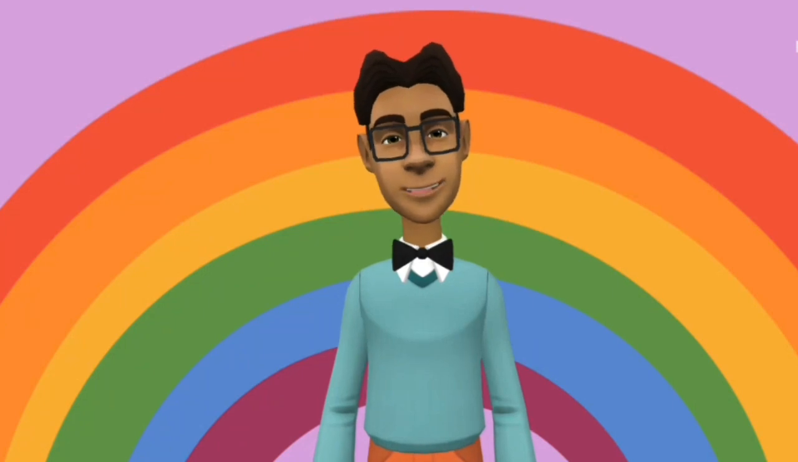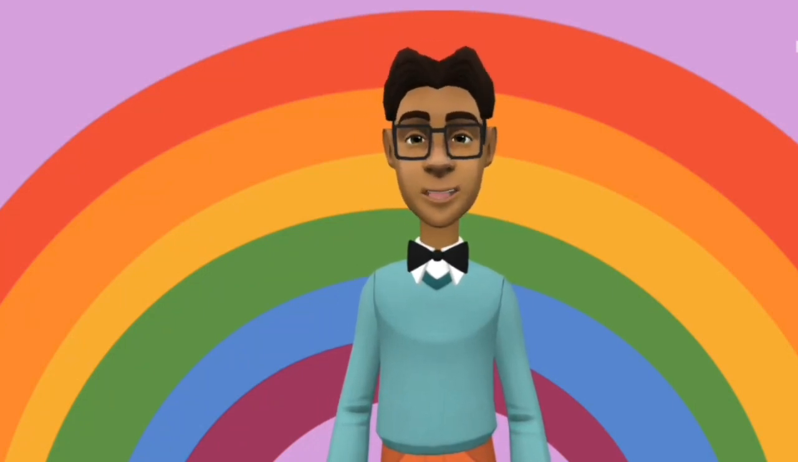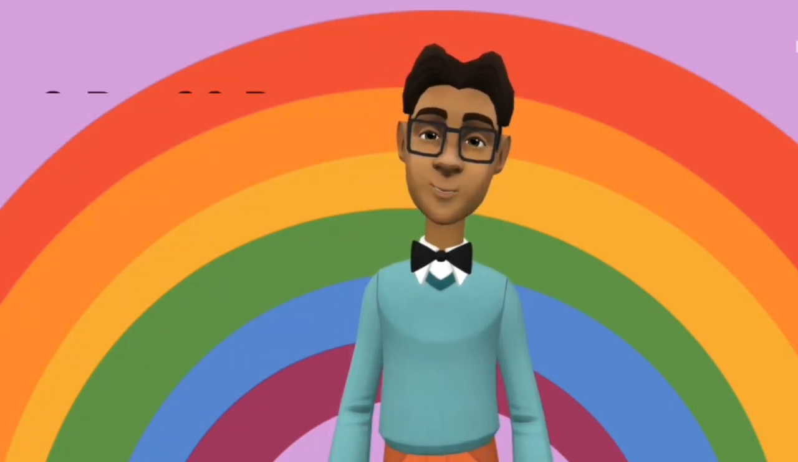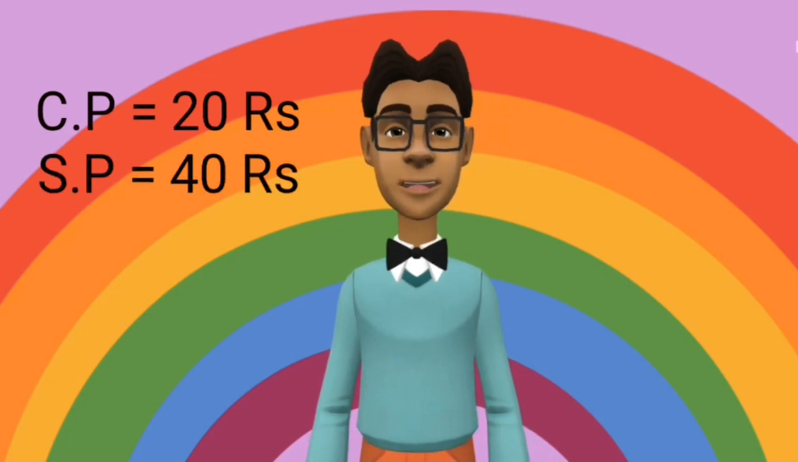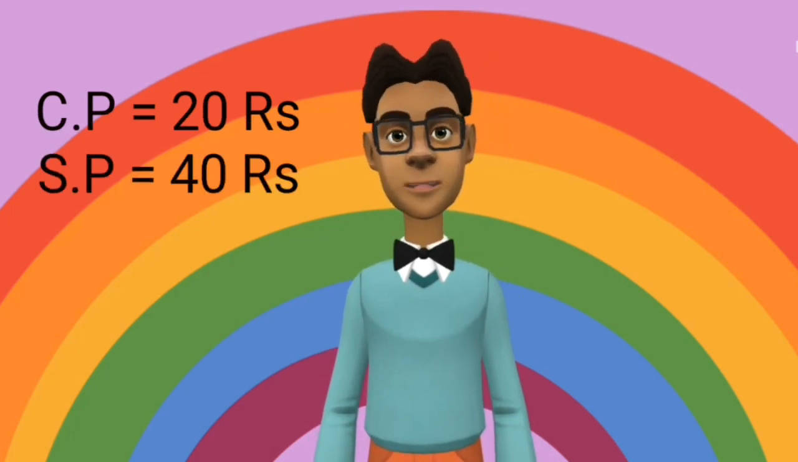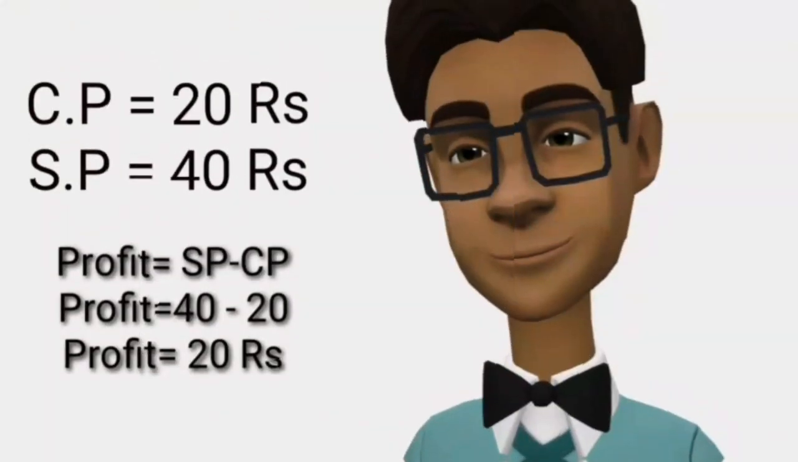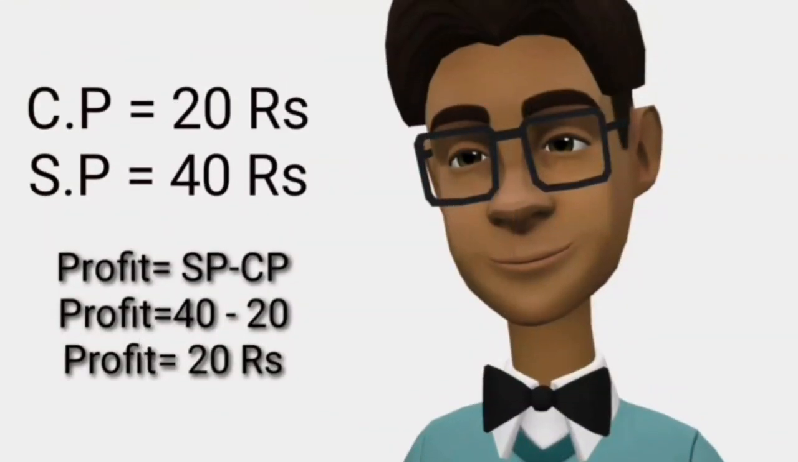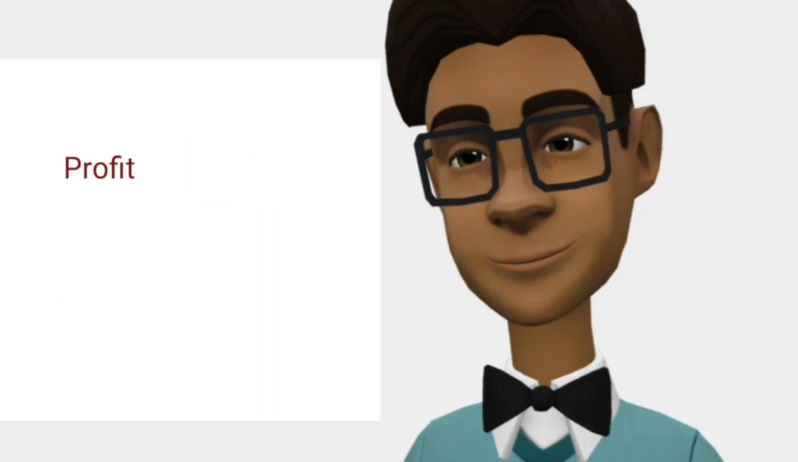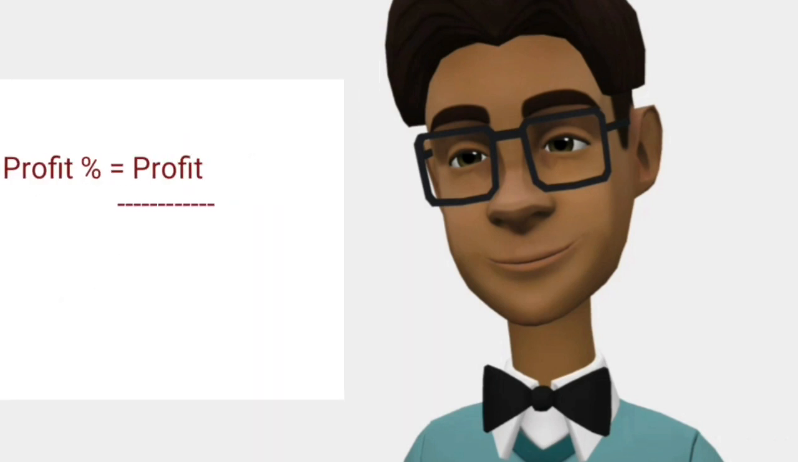Hello, I am Bob and today I am very happy. I will tell you why. Because I bought a pen for rupees 20 and sold it to my friend for rupees 40. Guess what? I got a profit of rupees 20. Therefore, in order to find the profit percentage, our formula will be profit percent is equal to profit divided by cost price, and because this is percentage, we will multiply it with 100.